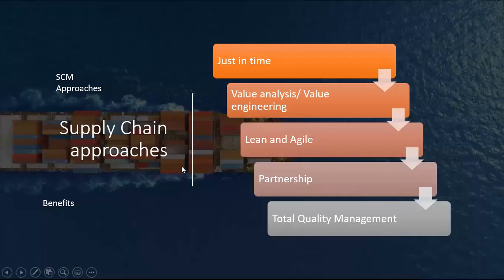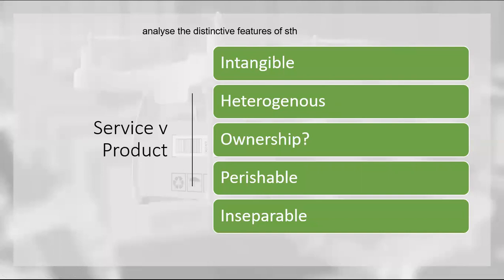Okay, come back to this question, the difference between service and product. Of course, we all see the picture here. Service is intangible, service delivery is heterogeneous. Service cannot be owned. Service is perishable. It is produced and consumed right when it is produced. And service is inseparable from its provider.